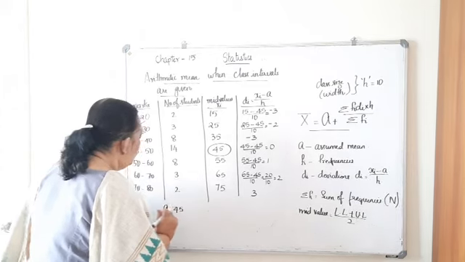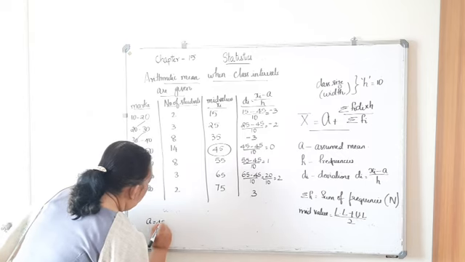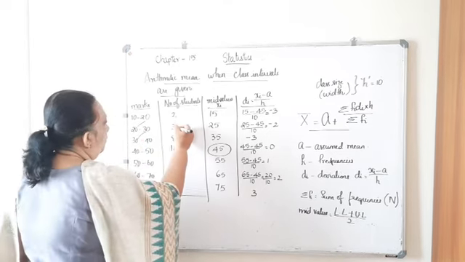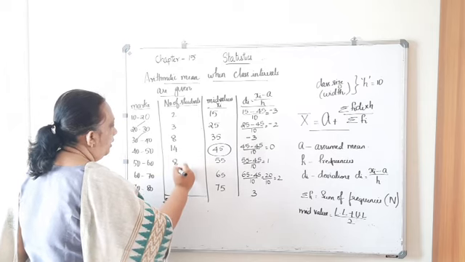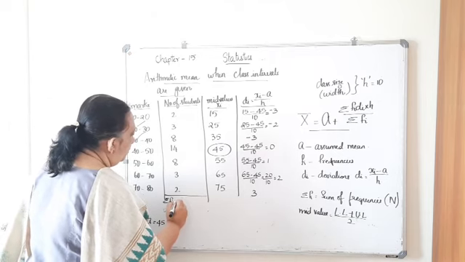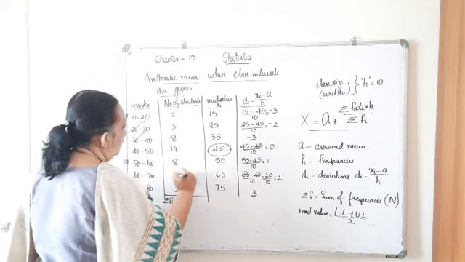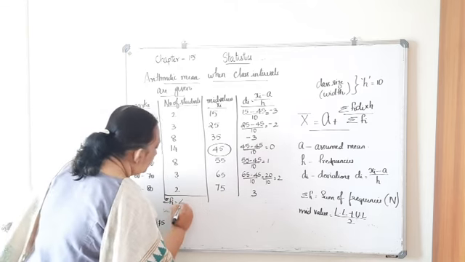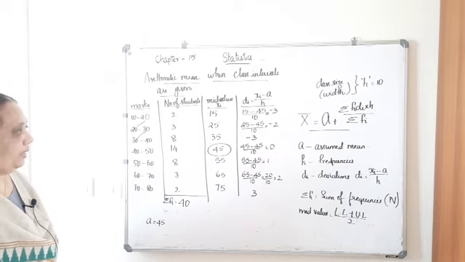Next we have to find out sigma fi. What is sigma fi? A is equal to 45. Sigma fi: 5 plus 8, 13. 13 plus 14, 27. 27 plus 5, 32. 32 plus 8 is equal to 40. So sigma fi is equal to 40.